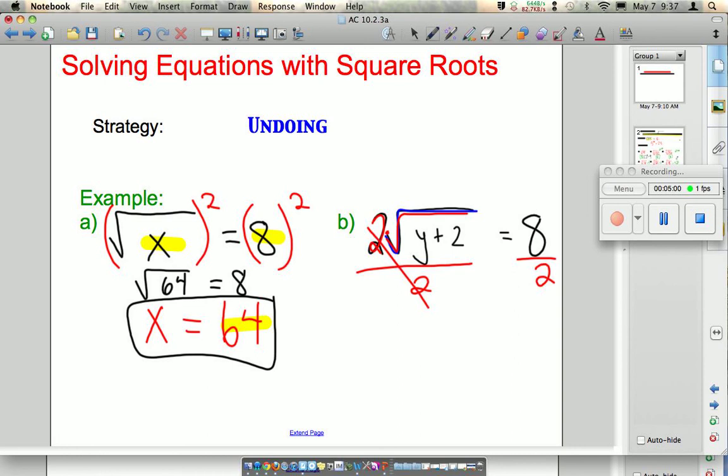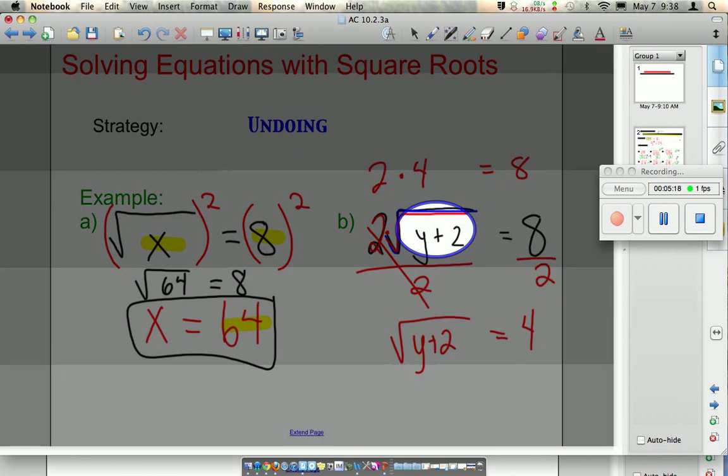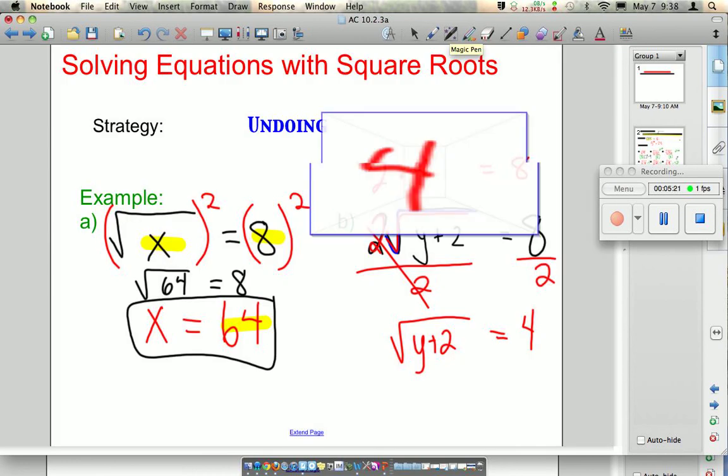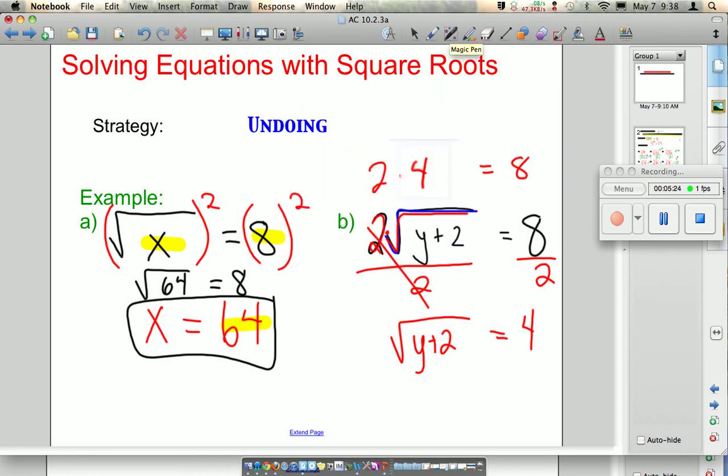I'm going to cancel it out. It makes a big 1. I'm left with square root of y plus 2 equals 4. Now that should make sense because 2 times 4 equals 8. So that should make sense that this square root here should in fact be the same as this 4 here. They should be equal because 2 times this gives me 8, just like it's supposed to. It has to be 4 to make it 8.